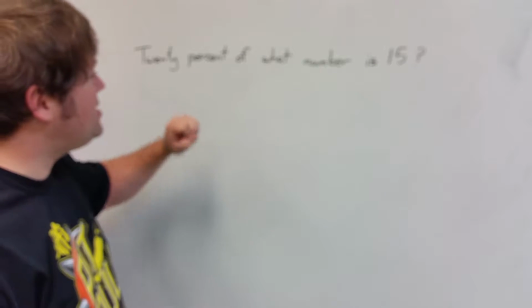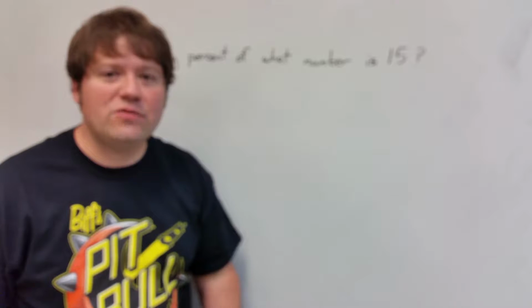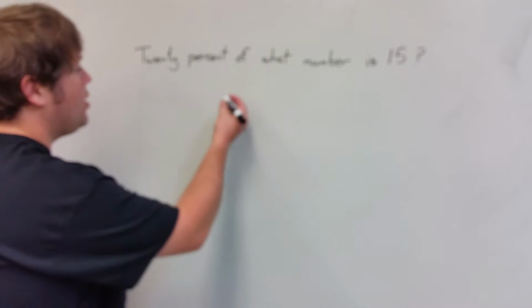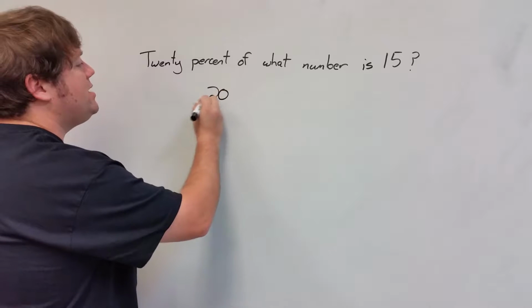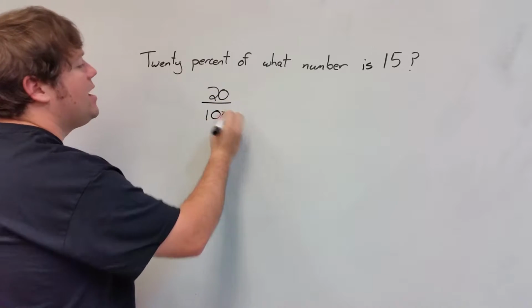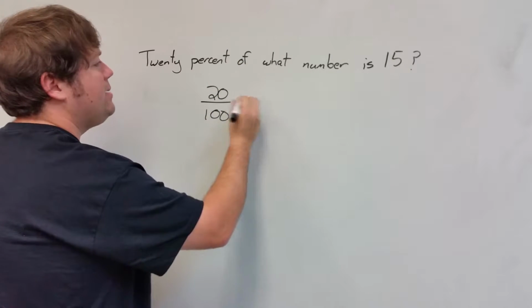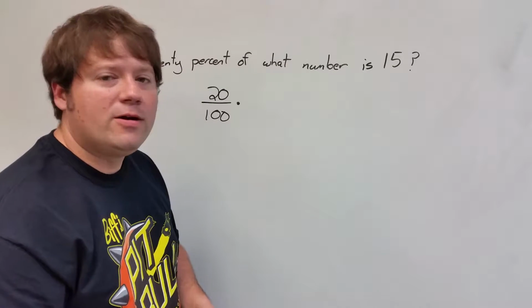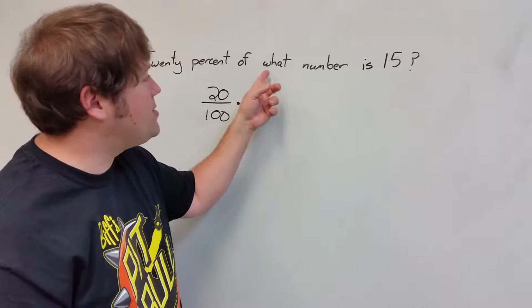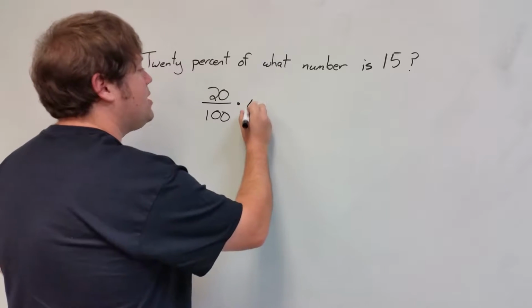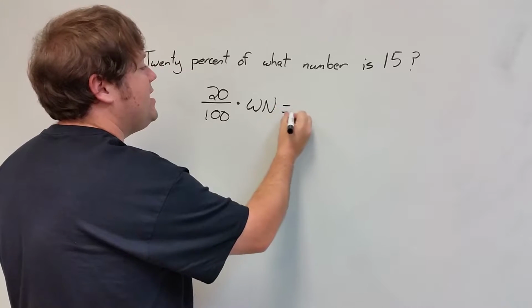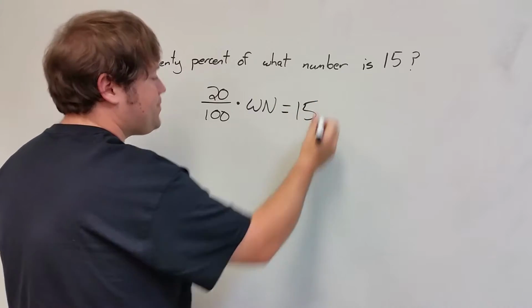For 20%, we're going to write it as a fraction. Remember, percent means by the hundred, 20% is 20 100ths. 20 over 100. And then of means times. Now, for what number? You just want to put any variable there. For me, I keep it simple. I always put WN for what number. And then is 15 just means equals 15.